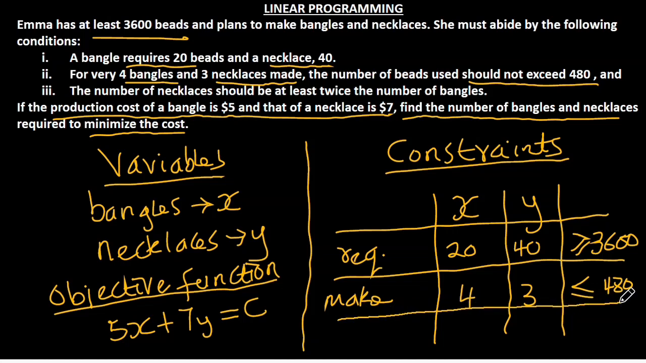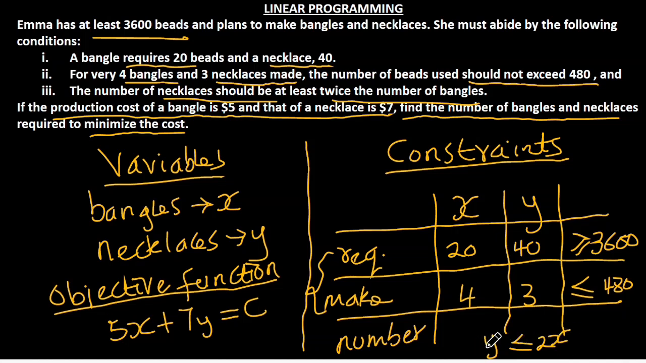Now, our last constraint that we can get from this question tells us that the number of necklaces should be at least twice the number of bangles. So here I am compelled to write something about number. You should see that the first two constraints are connecting bangles and necklaces, but in the last one the constraint is speaking individually about necklaces and individually about bangles. So we can come down and write it as y is greater than or equal to 2x.